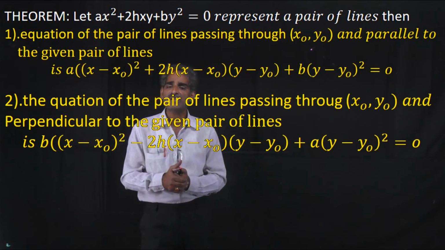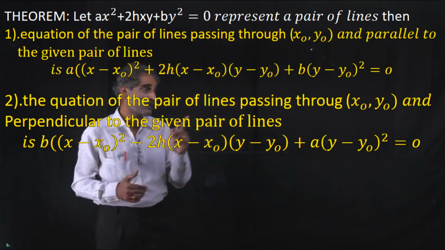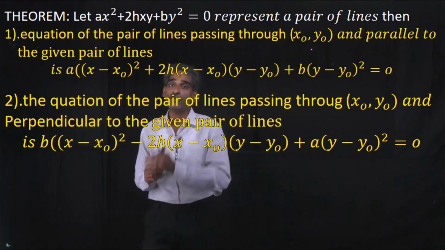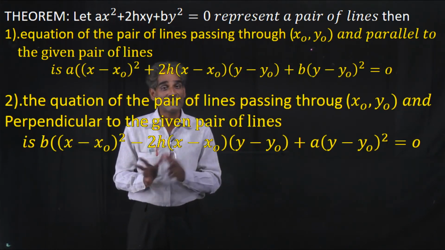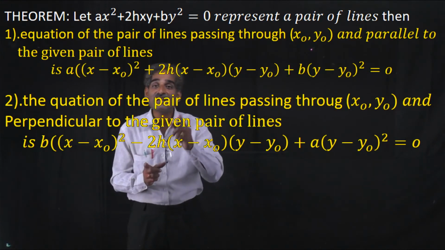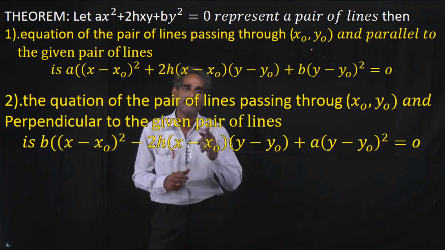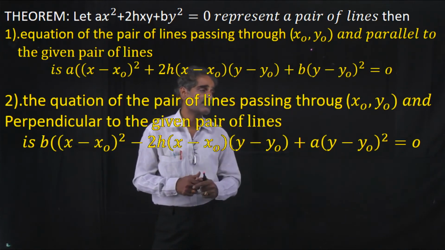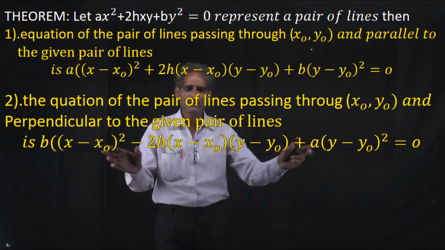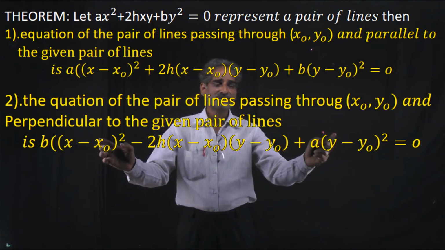So what about the second one? The equation of the pair of lines passing through (x0, y0) and perpendicular to the pair ax² + 2hxy + by² = 0 is b(x - x0)² - 2h(x - x0)(y - y0) + a(y - y0)². Just observe the coefficients. Just interchange the coefficients.